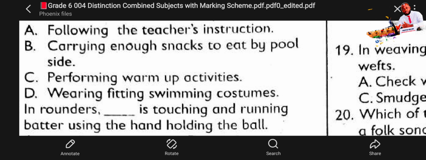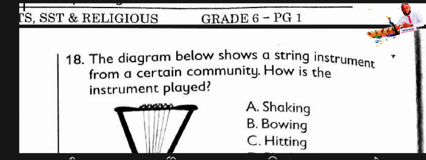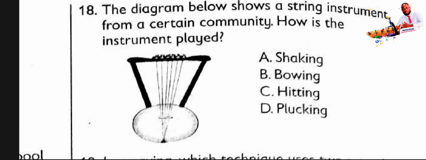Then we go to number 18. Number 18 says, the diagram below shows a string instrument from a certain community. How is the instrument played? This one is played by bow. No, it is not bowing actually. This one is plucking. Yeah, this one is plucking.